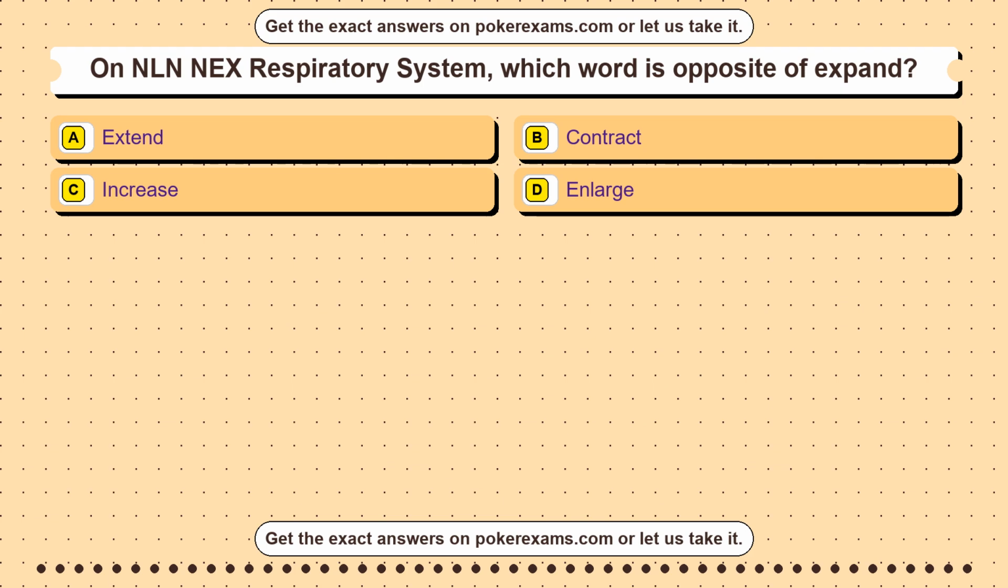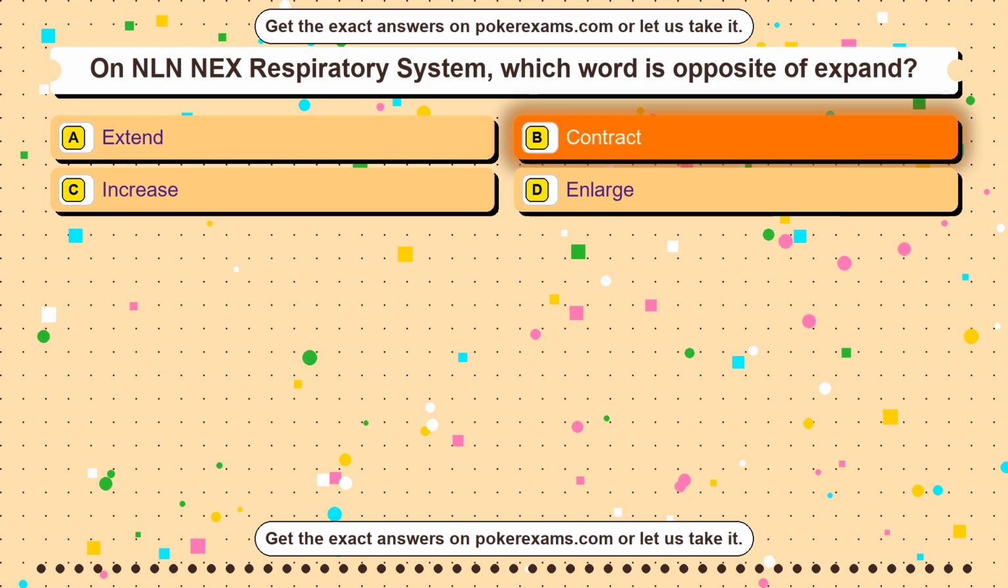Question 24. On GED reading comprehension practice, which angle measures exactly 90 degrees? Option A, straight angle. Option B, right angle. Option C, acute angle. Option D, obtuse angle. The correct answer is option B.